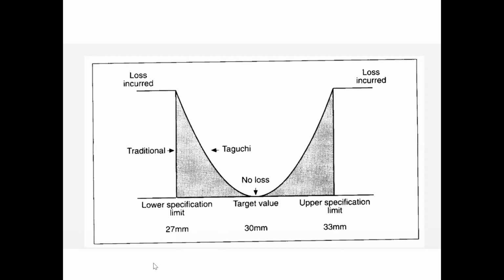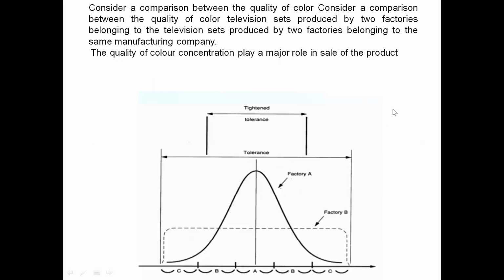So whichever the target, in the traditional approach these are the losses, but in Taguchi the full curve is a loss. I need a zero. So for example, this is a drawing. It's a drawing given for the TV manufacturers' color distribution. So first factory A, it is going to be this one.